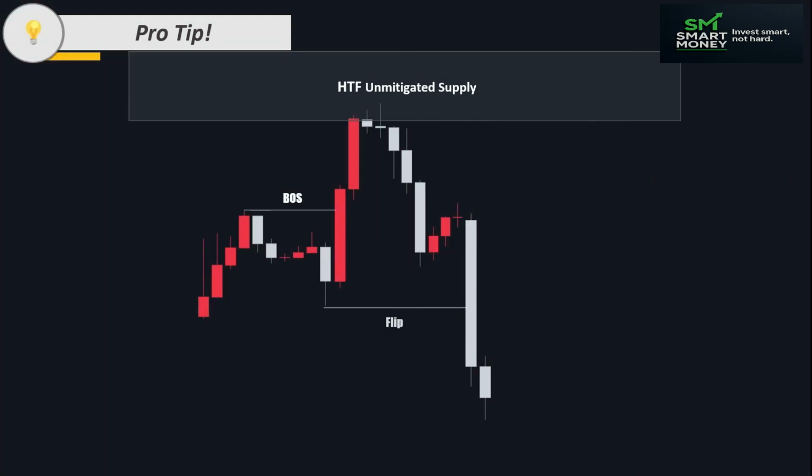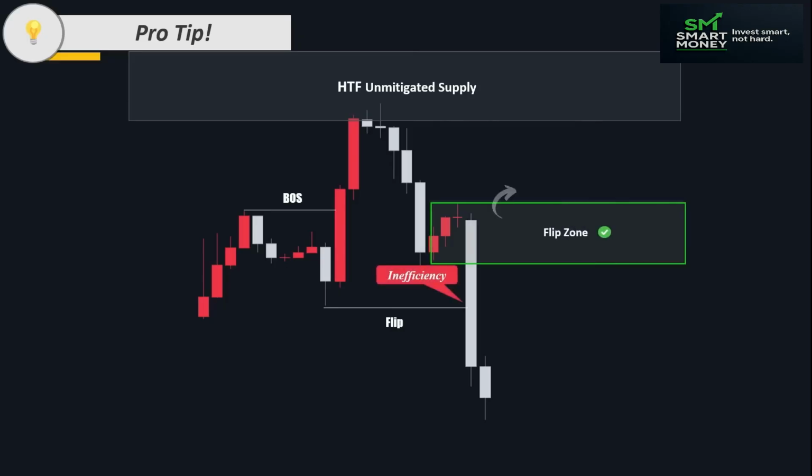Additionally, flip patterns become even more effective when the price leaves a noticeable inefficiency behind during the flip. In that case, price is far more likely to return and mitigate the flip zone.